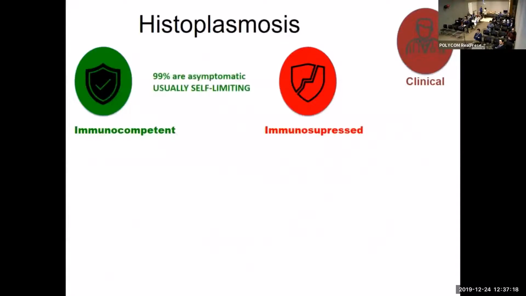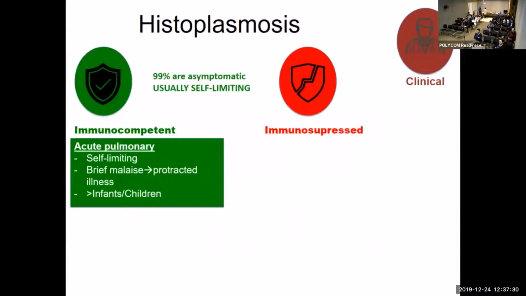So 99% of the patients are totally asymptomatic. So most likely all the people that live in a tropical or subtropical area, or in the Ohio or Mississippi Valley, have been exposed to this. So immunocompetent, acute pulmonary, this looks exactly like flu. So you will have 2 weeks of really bad symptoms. After that, you will self-resolve. Most of the times we don't get these patients in the ED.